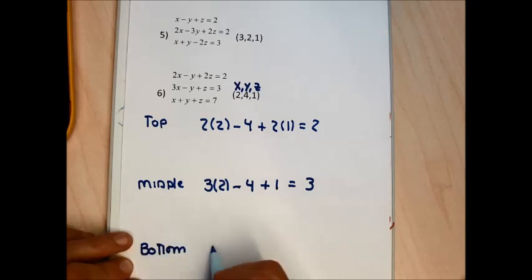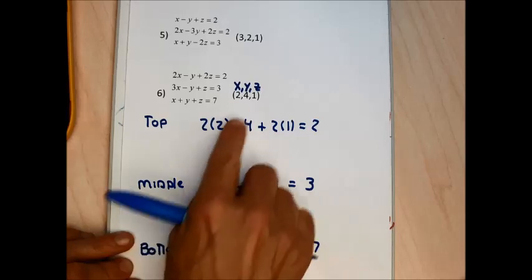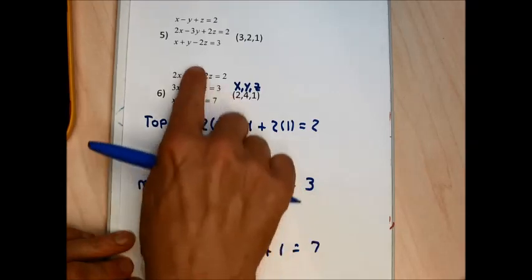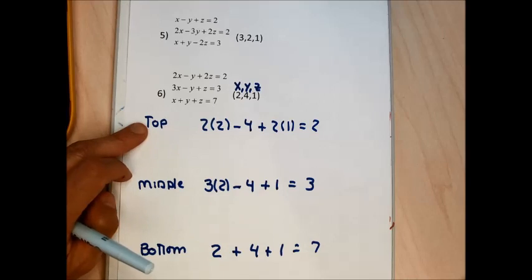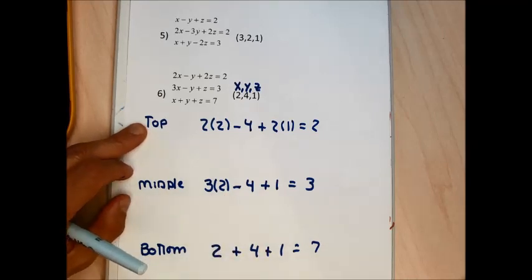To be a solution to the system, for each of the 3 equations, if you plug 2 for x, 4 for y, and 1 for z, you need to get 3 true statements. So I set up what I needed to do. In the top equation, I plugged in 2 for x, 4 for y, and 1 for z. I did it in the middle and the bottom, and now I'm just going to simplify.